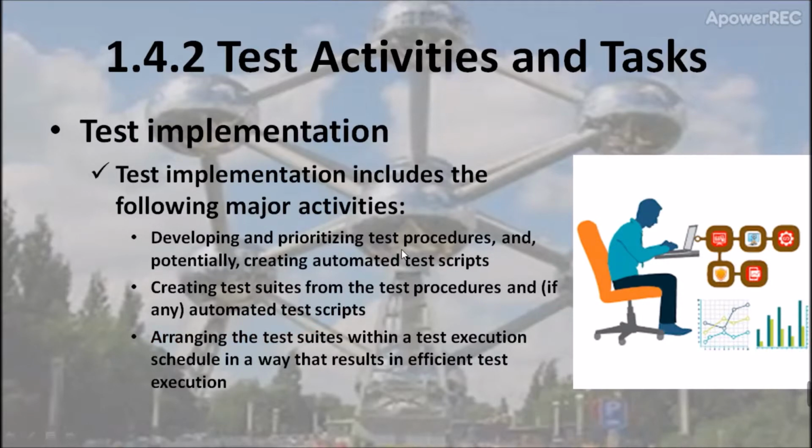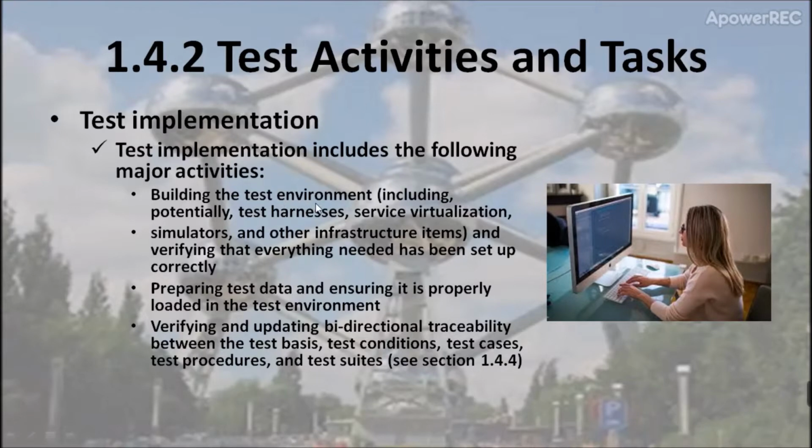So these are the test implementation activities. We develop and prioritize test procedures. If we are using automation testing, we create automated test scripts. We create test suites from the test procedures. For example, a login test suite has three procedures, and each procedure consists of some test cases. Then we arrange the test suites within the test execution schedule. We build the test environment. If we need a simulator, we should build it. We prepare the test data and ensure that it is loaded in the test environment.